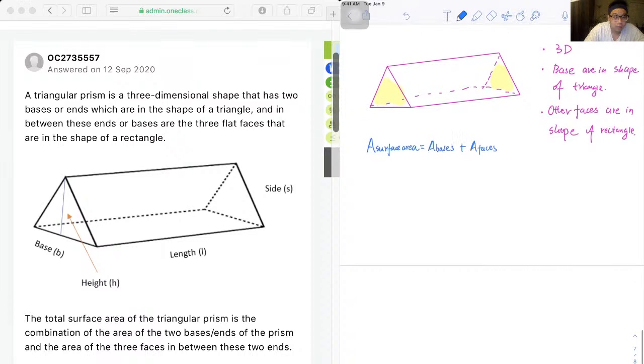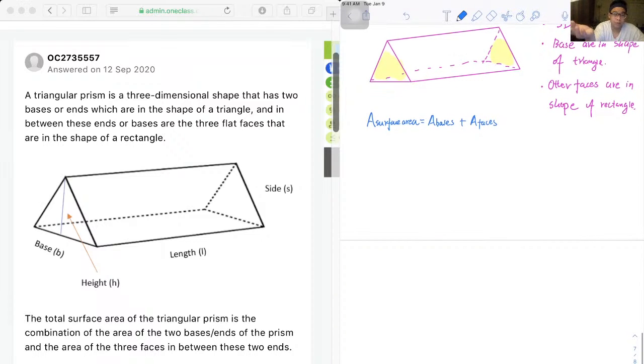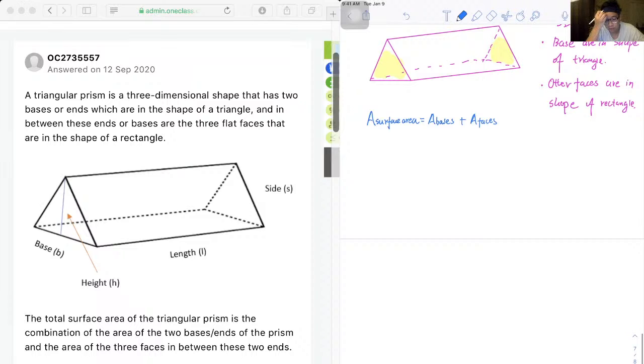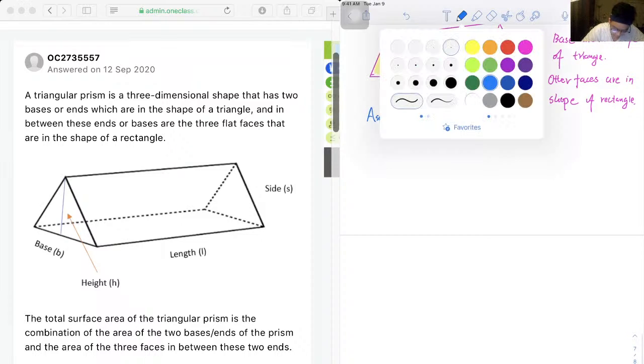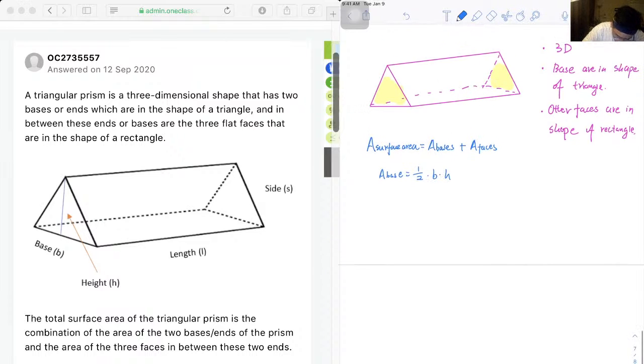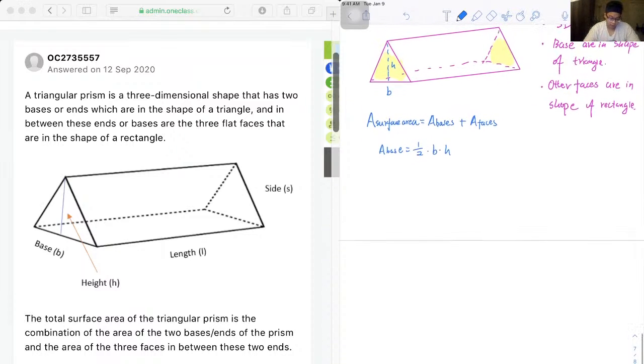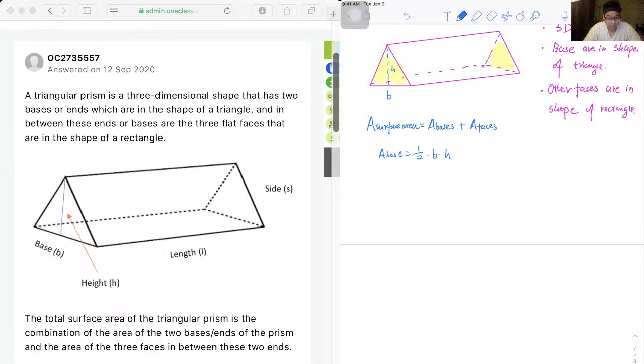Okay. So we have to take note that the ends are triangular in shape. So we just need to use the formula for calculating the area of a triangle, which is given by A base is equal to 1/2 times base times h. Let's call this the base and the height denoted as h. So the area of one triangle will be 1/2 times b times h, right?